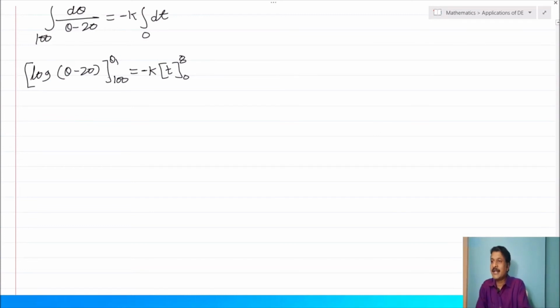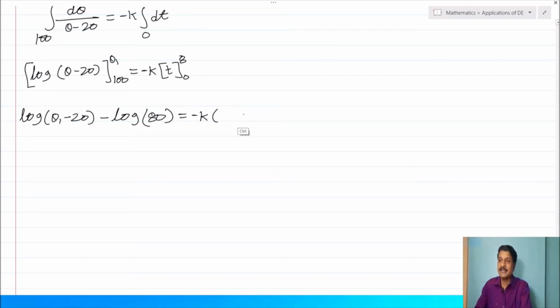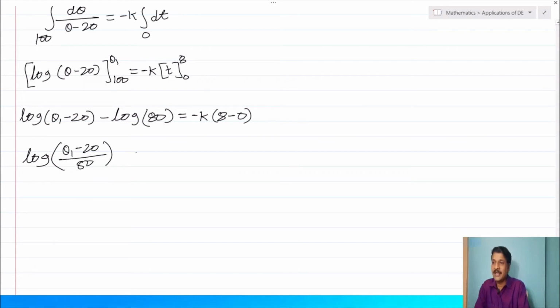So the upper limit and lower limit are the limits of theta. I can write here log of theta 1 minus 20 minus the lower limit, now 100 minus 20, which is 80. Here these are the values of theta, and that is equal to minus k into 8 minus 0, upper limit minus lower limit. Again, log a minus log b, I can write as log a by b. So log of theta 1 minus 20 upon 80 is equal to minus k into 8.